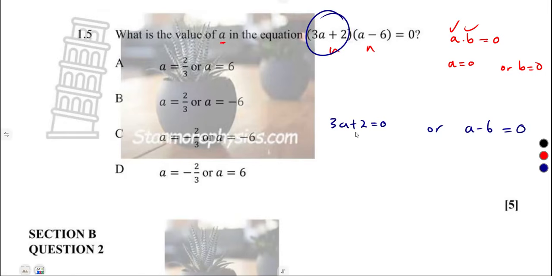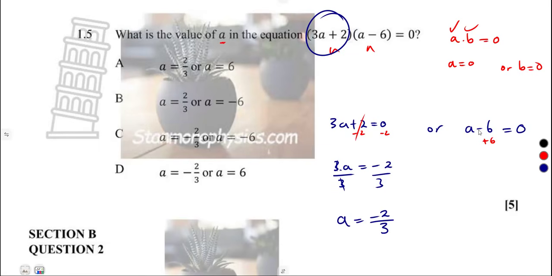We can subtract the 2 since we've got a positive here. So subtract 2 both sides. You're going to remain with the 3A. 0 minus 2, that's minus 2. Then divide by 3 since we've got a product here. So A was going to give us negative 2 over 3.